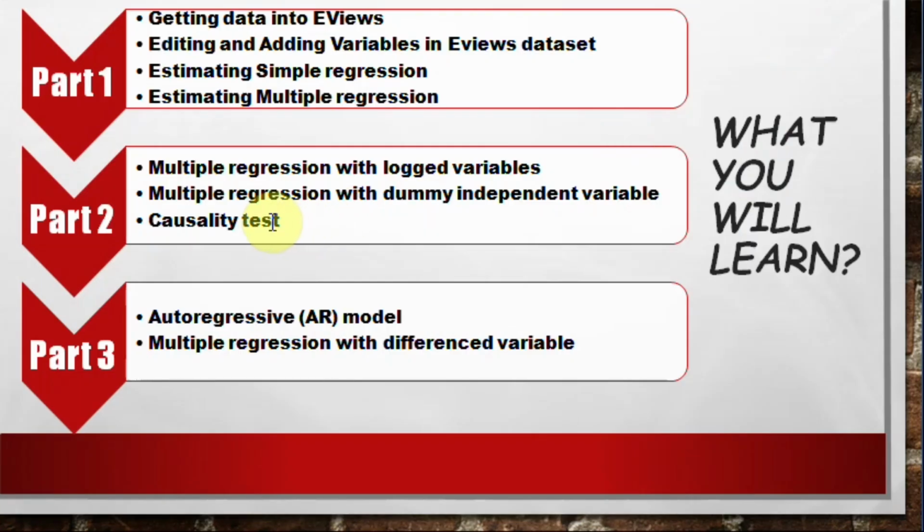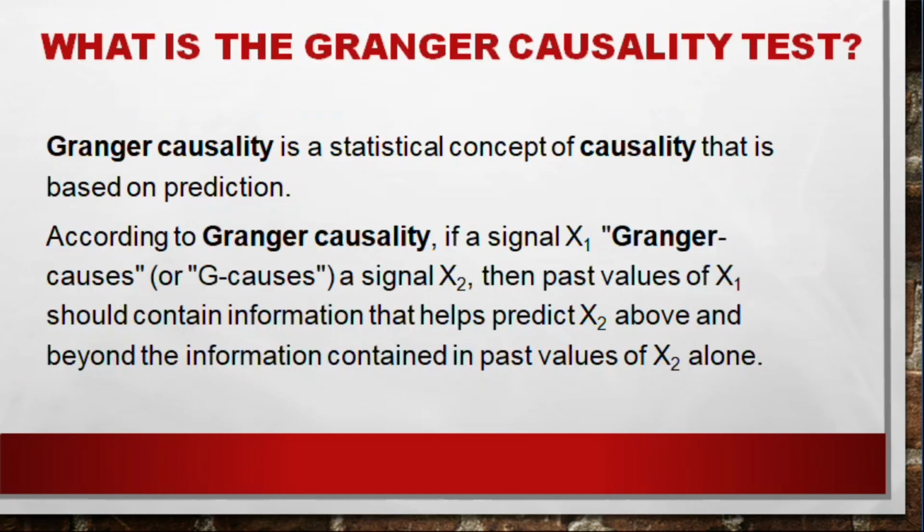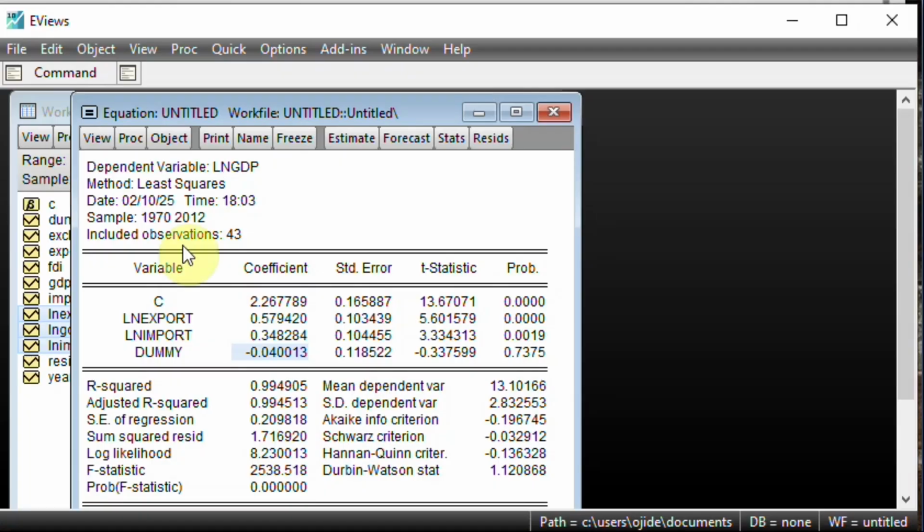So we'll be concluding with causality tests, just for you to understand what that is all about. Now, you see the way we have been using our variables. Somebody may want to ask a question each time: is it possible that the behavior of export is the one causing variation in GDP?